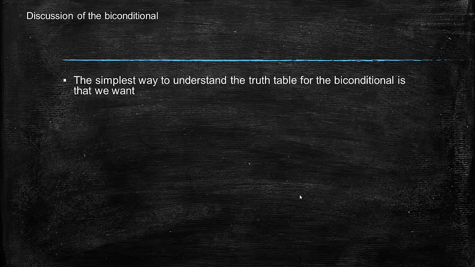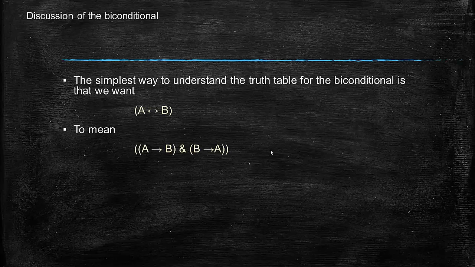The simplest way to understand the truth table for the biconditional is that we want A if and only if B to mean the same thing as this conjunction. So when we say A if and only if B, we mean if A then B, right? It's going this way. If A then B, and the other way, if B then A. If B then A.